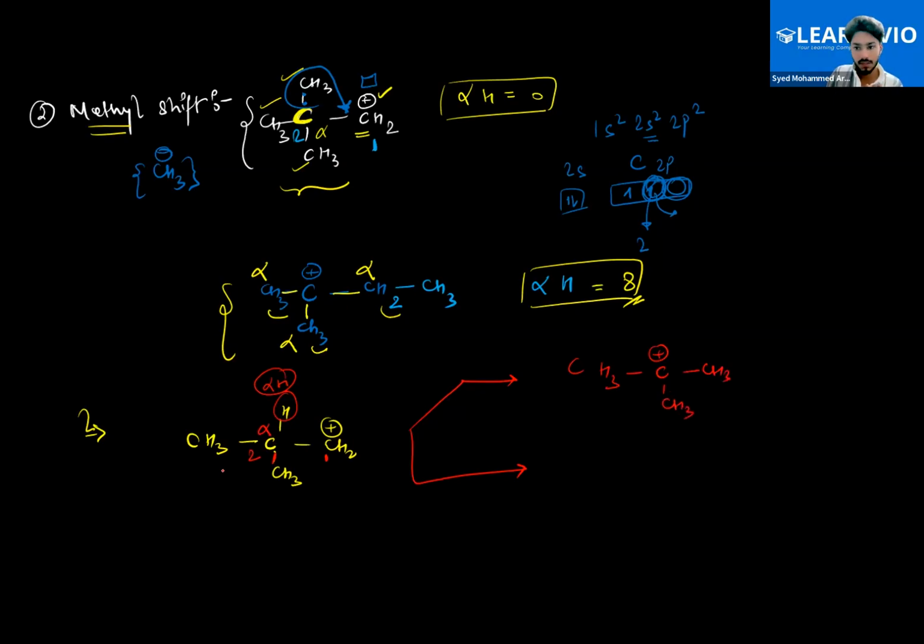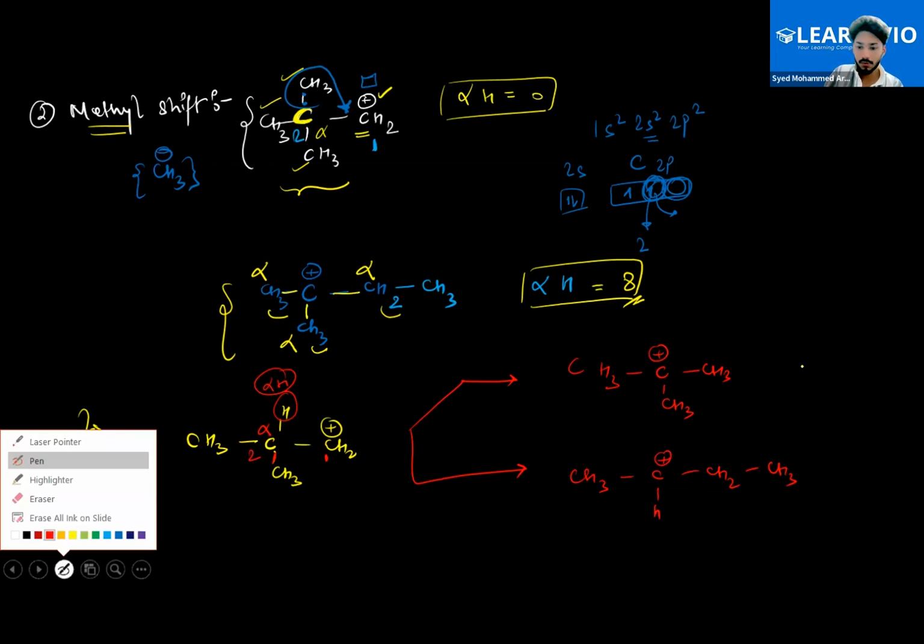Now we'll do the methyl shift as Tayyaba said. If we do the methyl shift, the methyl which is present at the second carbon, at the second position, will be at the first position, and the positive sign will come up here and the hydrogen will be here. So Tayyaba, can you count the alpha H in both the cases?